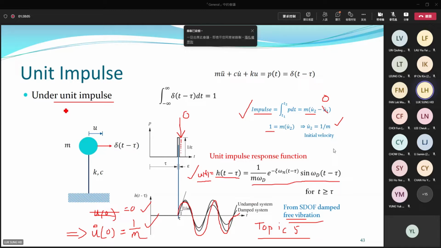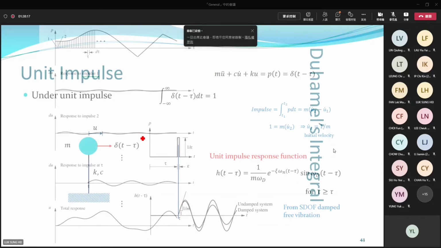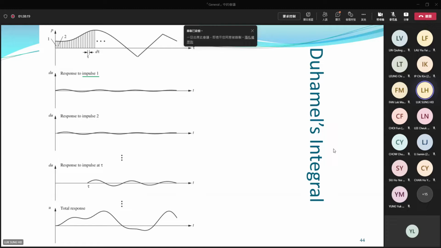Unit impulse response. I mentioned several times that this one is important. Why is this important? A structure under a small pulse with area equal to 1. Why is this result important and useful? You may take a look at this picture. Suppose you have a structure under this loading.